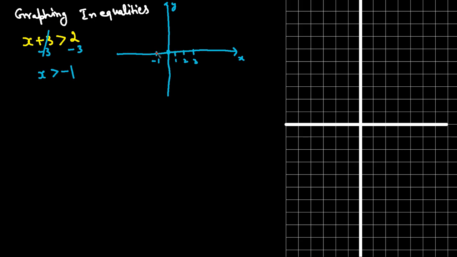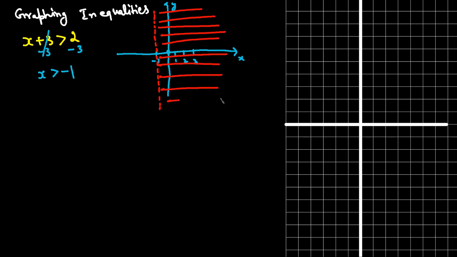So I'm going to make a vertical, oh sorry, as this is just a greater than sign, I'm going to make a dotted line here. Okay, all the values are going to be in this area. So this is basically the graph. X is greater than -1, all these values, but this -1 is not included. Make sure, if it was greater than or equal to, that means this -1 is included, and that's where you make a solid line here.